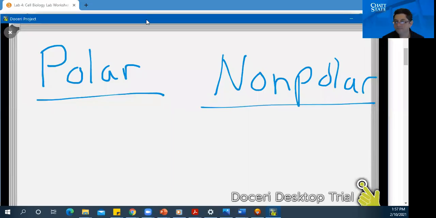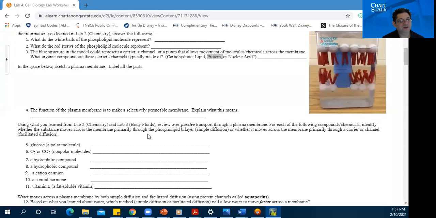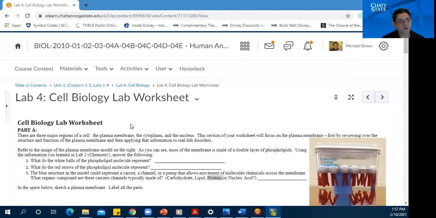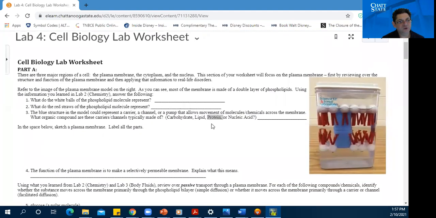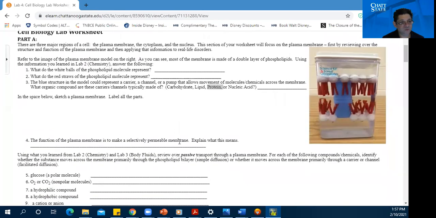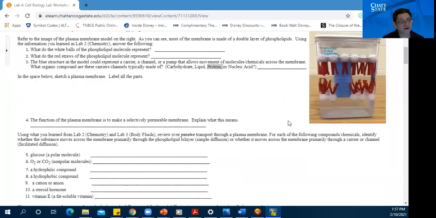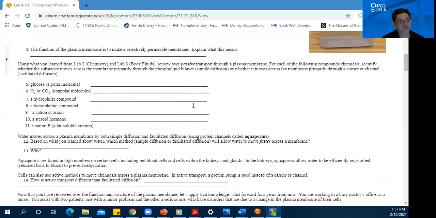So for the recording, let me go back real fast. Where we were working is these first few questions here. 1, 2, 3. We sketched the membrane for number 3. We talked about the reason why it's selectively permeable for number 4. And we completed 5 through 11 just now. And we'll go through those answers once more for the recording for confirmation of that. Thank you very much.